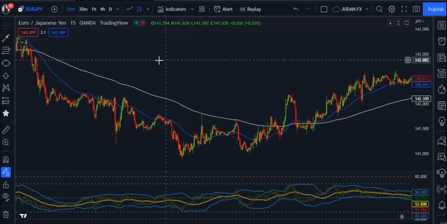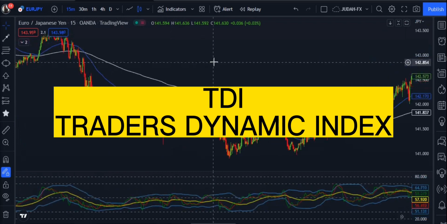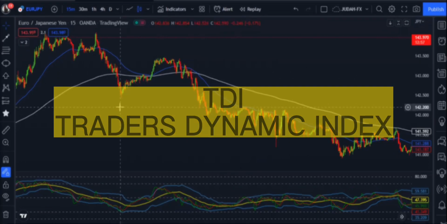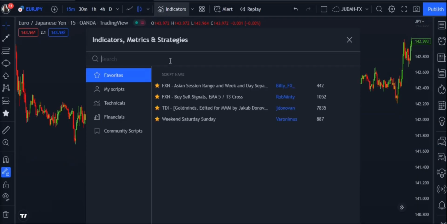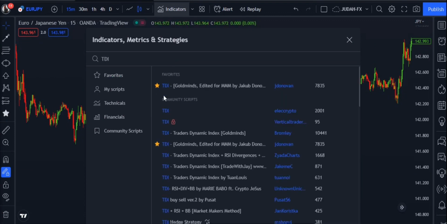Congrats, you made it to the end of the video. Here's the indicator name and settings I promised at the start of the video. The name of the oscillator indicator is TDI. TDI meaning Traders Dynamic Index. To add it, go to Indicators, and search for TDI and select the one by Goldmine. Leave the settings at default.